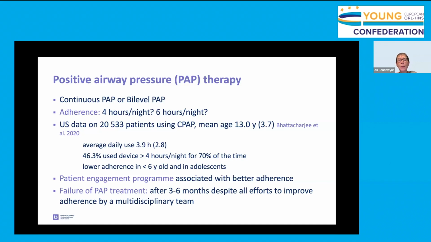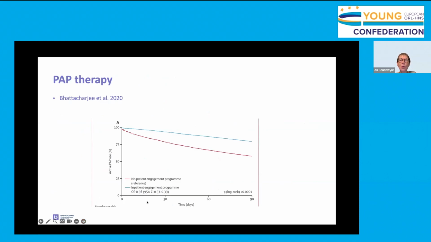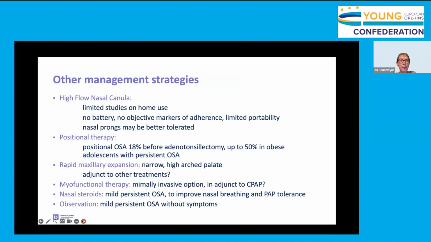And patient engagement program, this usually means that there is a very strict follow-up of the patients by dedicated nurses or ventilatory therapists that contact the parents, that help the parents to accommodate to the treatment, that use training for parents and follow-up. And then you can achieve very good adherence, which is also shown in this graph. So you see the active use of the CPAP treatment was much longer in the long term in those patients that were enrolled in the patient engagement program listed here in this blue line.